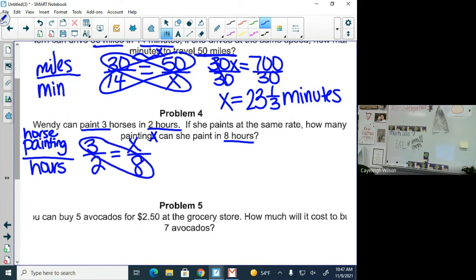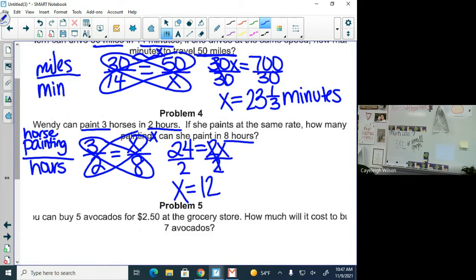So 3 times 8 is 24. 2 times X is 2X. Divide by 2. And 8, what'd you get? 12 what? Hours. Horse paintings. Oh, you always have to label. I put the 8 on top.